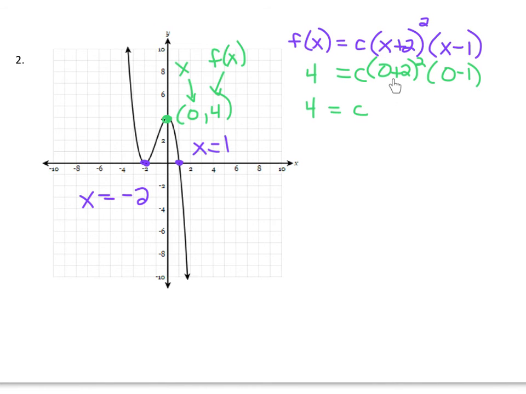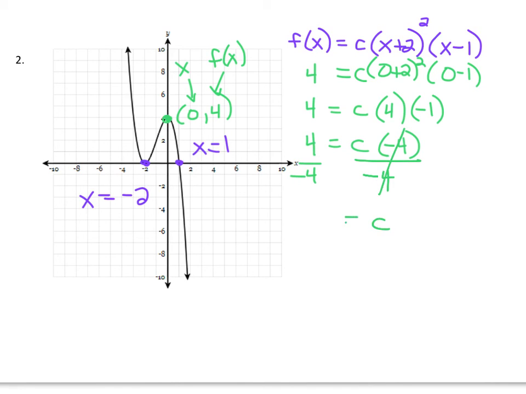And then right here, 0 plus 2 is 2, and 2 squared is 4. And then 0 minus 1 is -1. Okay, I'll bring down the 4 equals c, and 4 times -1 is just -4. And if we want to get the c by itself, since this is c times -4, the opposite of multiplication is division. So we'll divide both sides of the equation by -4. So the -4's cancel. I can bring down the c. And since 4 divided by -4 is just -1, we now found the value of c.